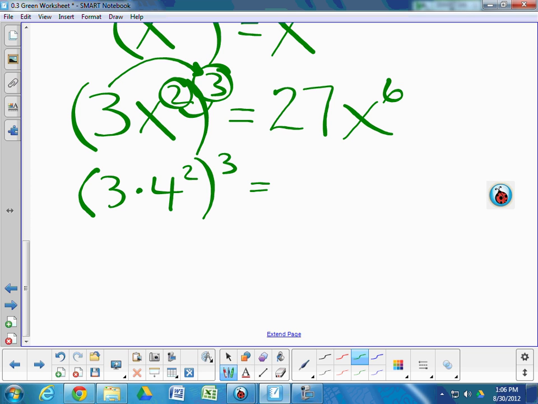Then you could go in and you could type 27 times 4 to the 6th. We're just plugging in our favorite number. Don't use 0 or 1 because they're kind of special. All right? Plug in a number like 4 or 2 or 18. And if you get the same thing, you did it right. Did you get the same thing? Oh. Uh-oh.